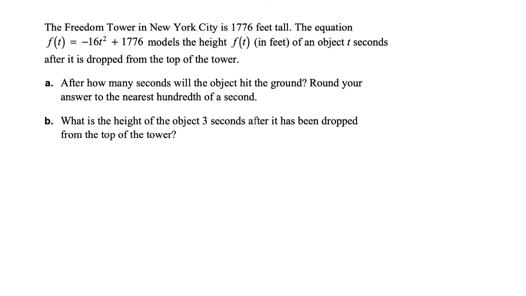Number 8, we got ourselves a word problem kind of here. We got the Freedom Tower. They give us an equation. How long will it take the object to hit the ground? What's the height of the object 3 seconds after it's been dropped? So f of t here calculates height. f of t equals negative 16t squared plus 1776. And so they're really asking 2 problems here.